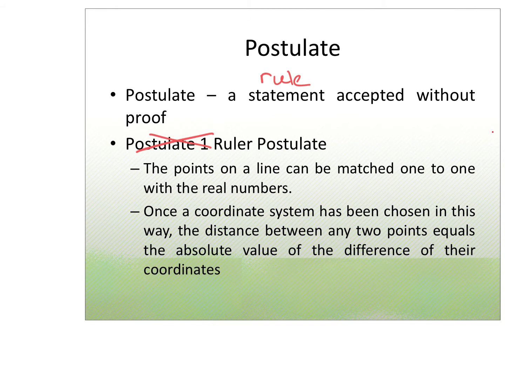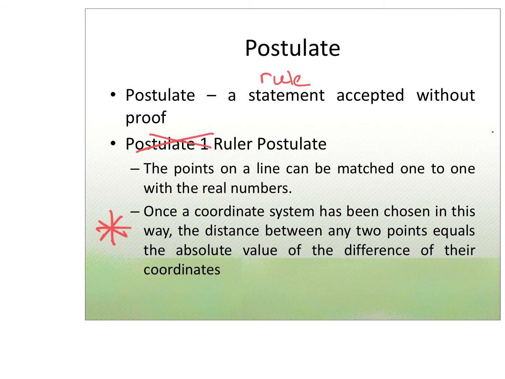If I give you a question and I say, explain to me the ruler postulate, you should be able to do that. So what the ruler postulate states is that the points on a line can be matched 1-to-1 with real numbers. Once a coordinate system has been chosen in this way, the distance between any 2 points equals the absolute value of the difference of their coordinates. So this bullet point right here is what we just did on the previous slide. So you can either subtract the coordinates and then take the absolute value of that difference, or if you already have a number line pictured, count the spaces.